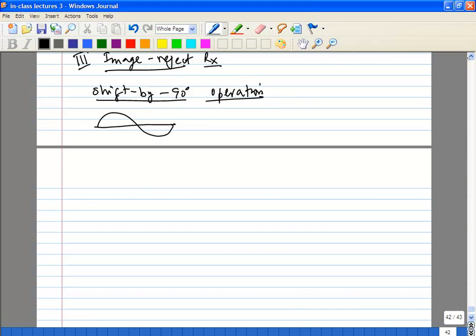So let's say you have a sinusoid, shifted by 90 degrees. What you get is a cosine, right? Actually the negative of the cosine. Okay, that is in the time domain.